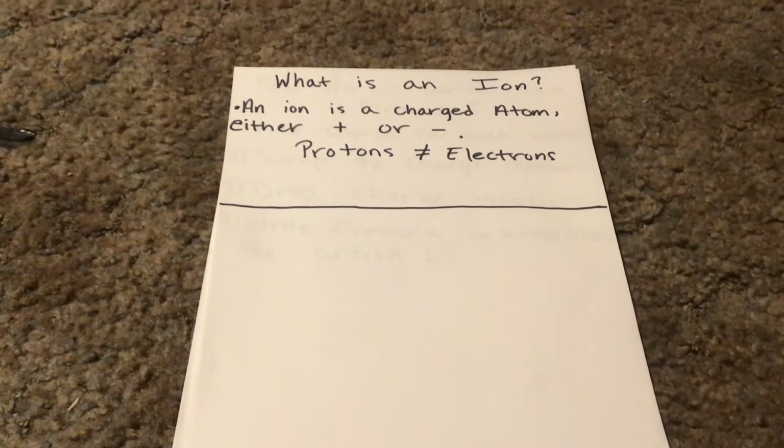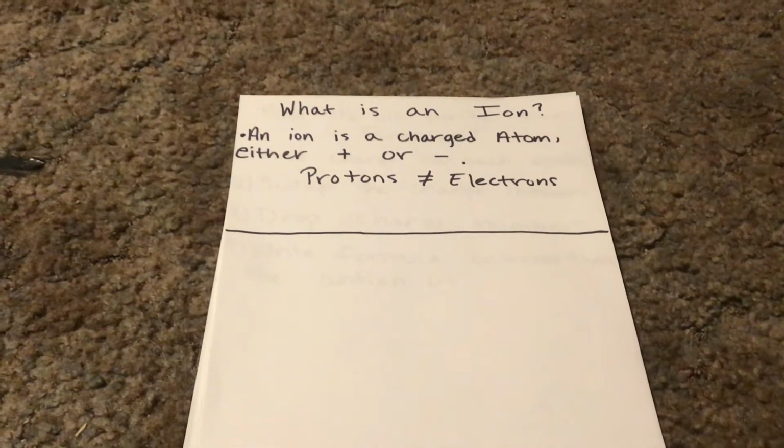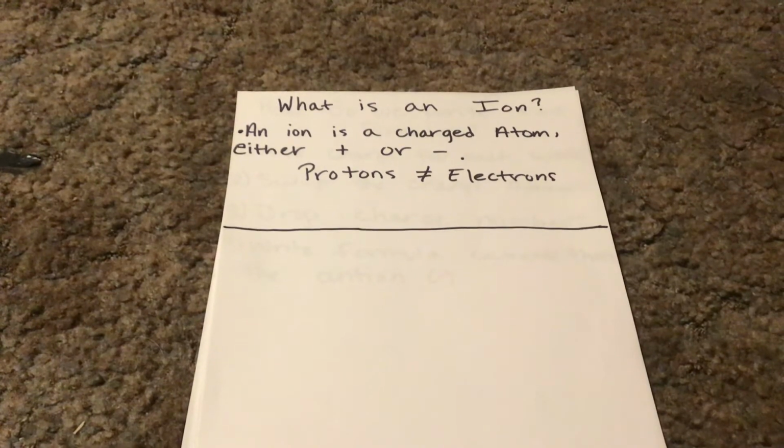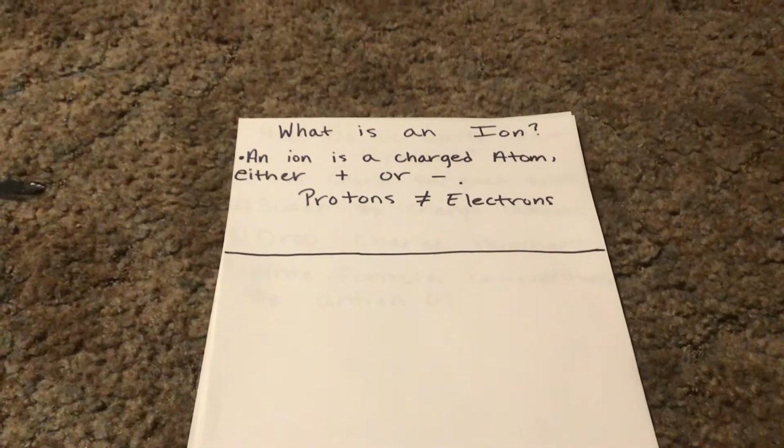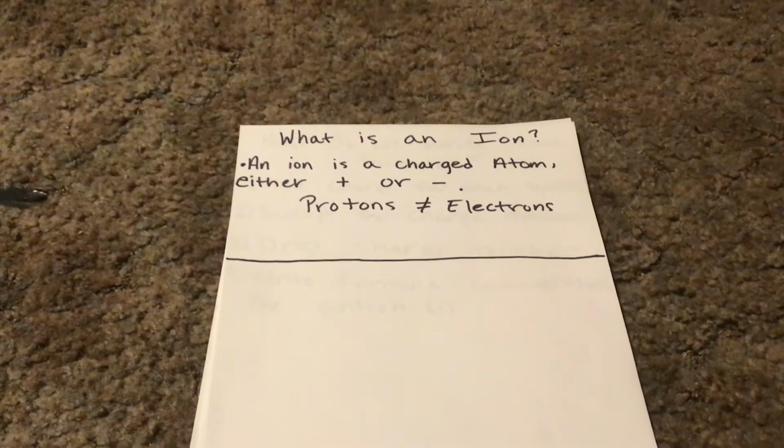Okay, so the first thing we're going to go over is what is an ion. And the answer to that would be an ion is a charged atom with either a positive or negative charge, and that means that the protons no longer equal the electrons.